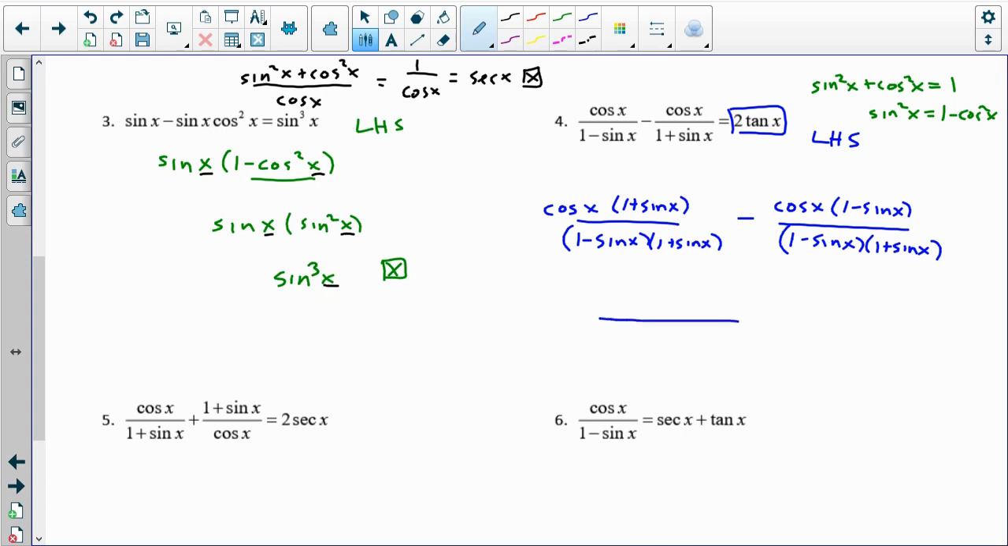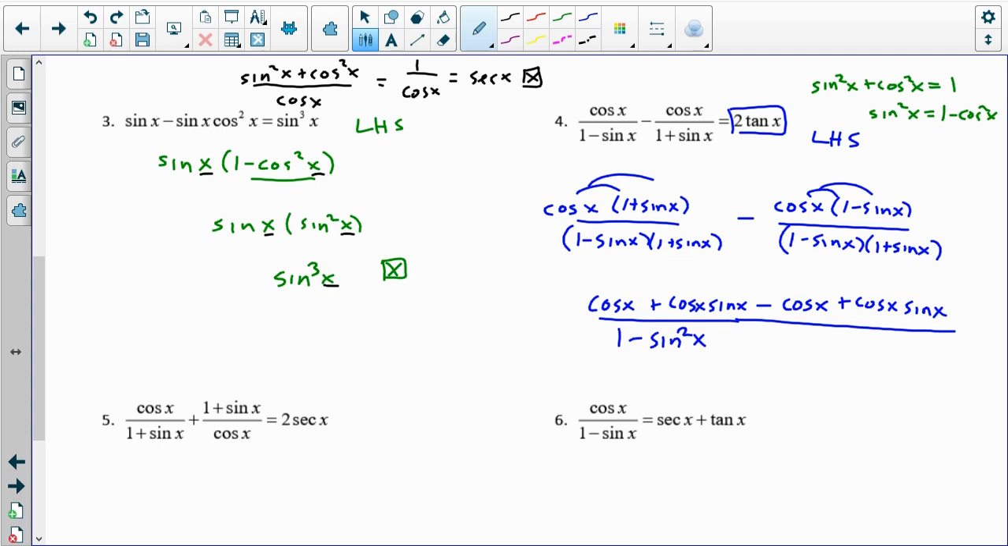Now, in the interest of simplifying this a little bit faster, 1 minus sine x times 1 plus sine x, I'm going to actually multiply that out, and I get 1 minus sine squared x when I distribute everything. Now, I'm also going to distribute the numerator. I get cosine x plus cosine x sine x. That's the first term. Minus cosine x plus cosine x sine x. And so I just distributed both of those.